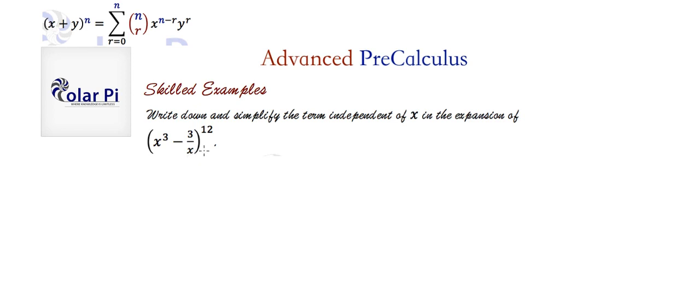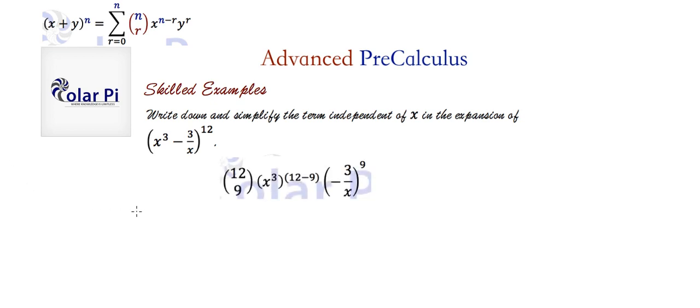Since we want the term independent of x, we want a and b to multiply so that the x in the numerator from a and the x in the denominator from b cancel each other out. So we have to pick r carefully. n is already decided for us. n is 12. We have to pick r carefully so that the n minus r power times 3 will equal the r power.